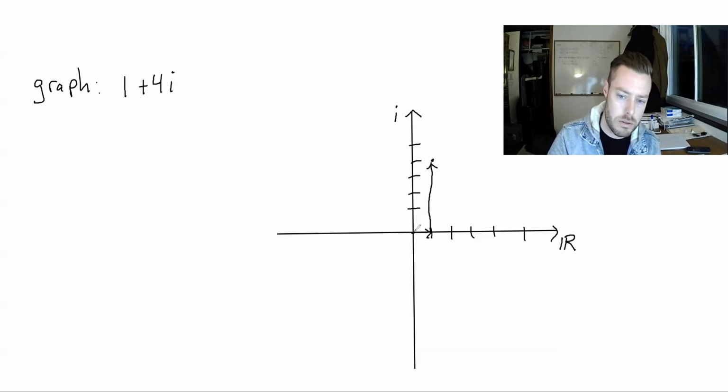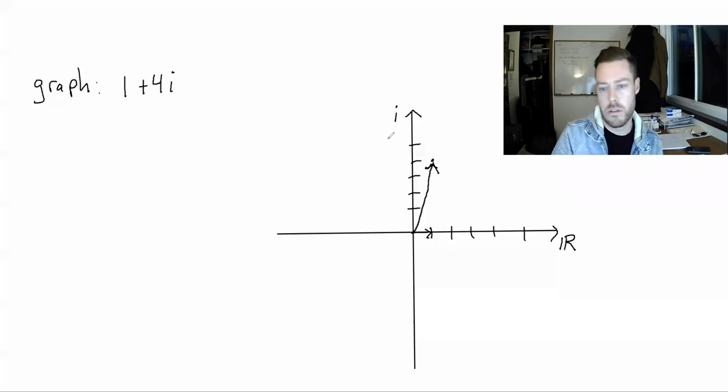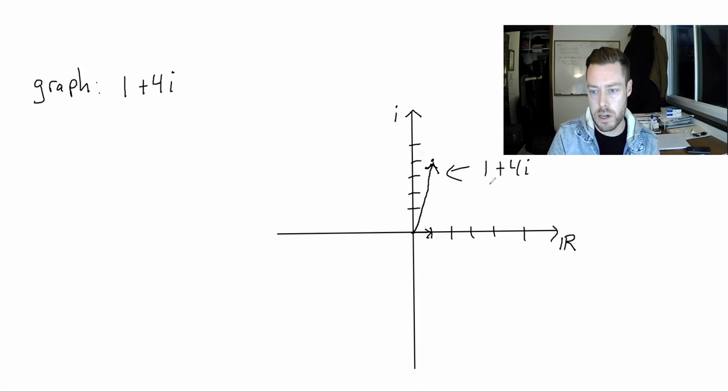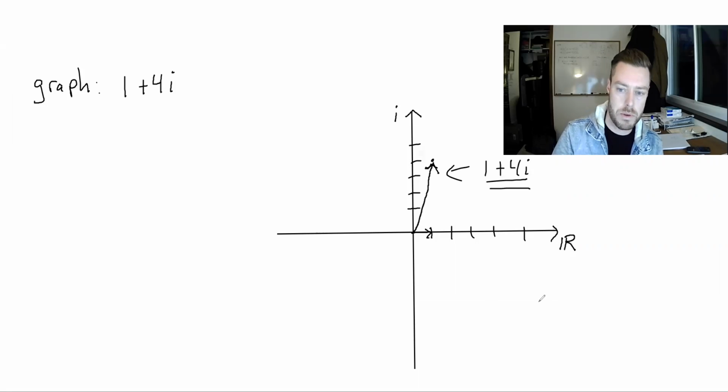And what we're going to do is take an arrow all the way from the origin all the way up to that point. And essentially, that is what our graph should look like. This is your, they call it a vector. This is your vector 1 plus 4i, right? So that's pretty much what you do to graph in the complex domain, right?